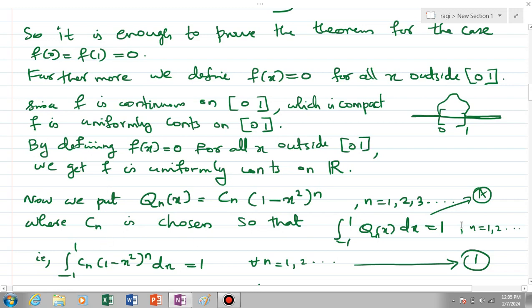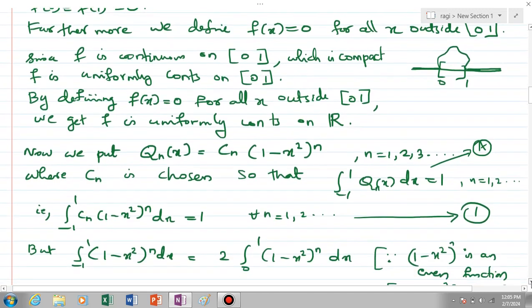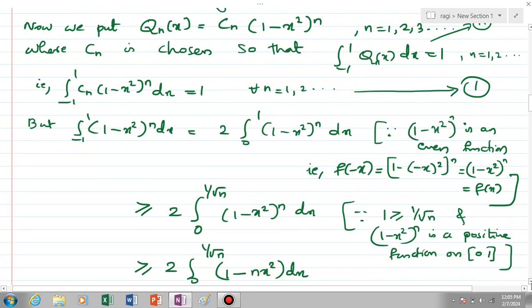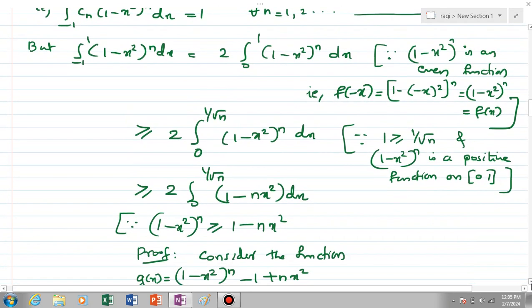Let it be equation number A. That is, the integral from minus 1 to 1 of Qn(x), which is Cn times (1 minus x squared) raised to n dx, is equal to 1 for every n. Let it be equation number 1. Now we are going to check what the integral from minus 1 to 1 of (1 minus x squared) raised to n dx is. That is equal to twice the integral from 0 to 1 of (1 minus x squared) raised to n dx, because the function within the integral is an even function.